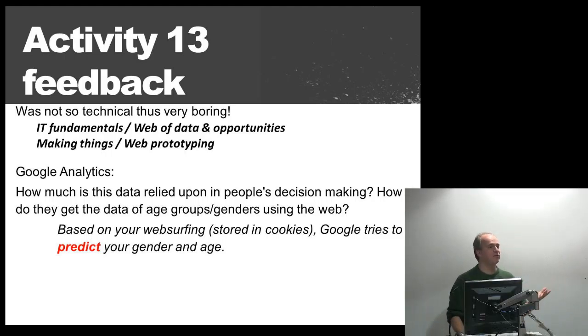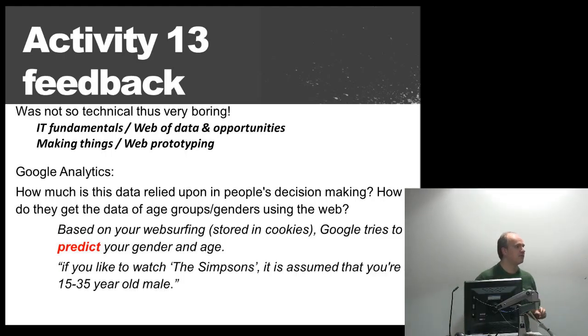One of those guesses is if you watch The Simpsons, it means that you are a male between 15 and 35. That's what Google is using. Obviously there are many women watching The Simpsons. There are people outside these range groups, but Google will count them that way. So it's just statistics. If you go on a website about makeup quite often, they are going to assume that you are a woman, even if some men really like makeup. So it's just predictions.